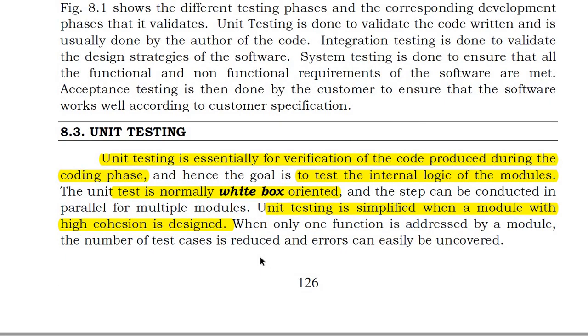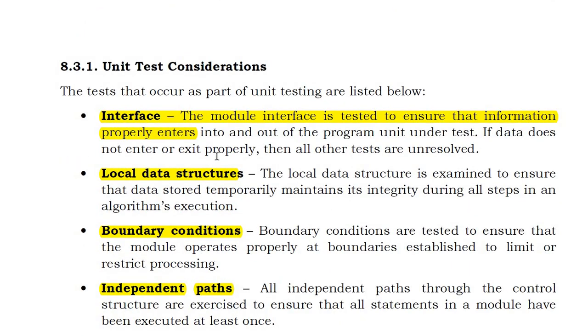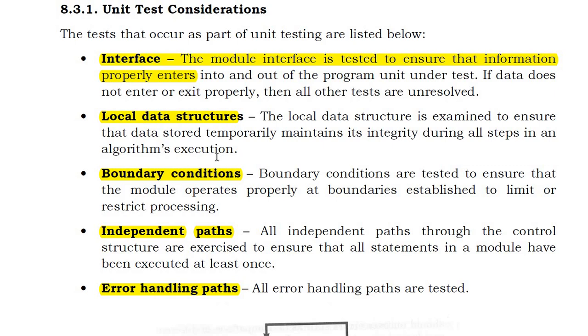Unit testing. What is unit testing? It is a verification of the code produced during the coding phase, which normally tests the internal logic of the modules. Normally we call unit testing white box testing. Unit testing is simplified when a module with high cohesion is designed. There are five points for unit test consideration: interfaces, local data structures, boundary conditions, independent paths, and error handling paths.